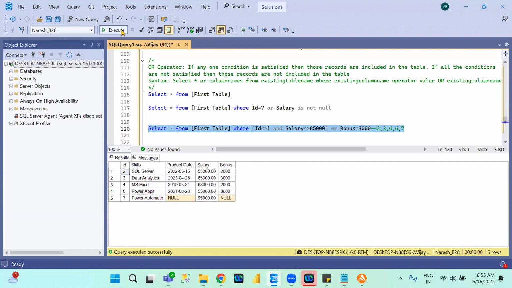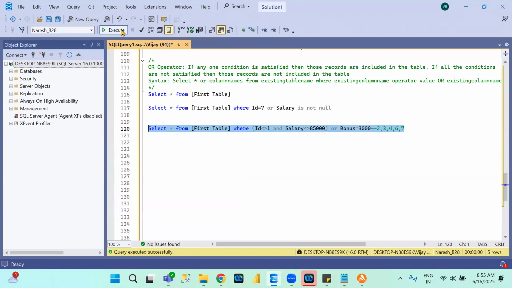Any doubts in this one? Is that clear or not? Any doubts? What is the next one? All the operators are completed. Tomorrow we need to discuss distinct, top, order by. Once it is completed, group by, having, those related ones we need to discuss. Once it is completed, the select part is completed. Then next, what is the next one? Functions. Functions we need to discuss.